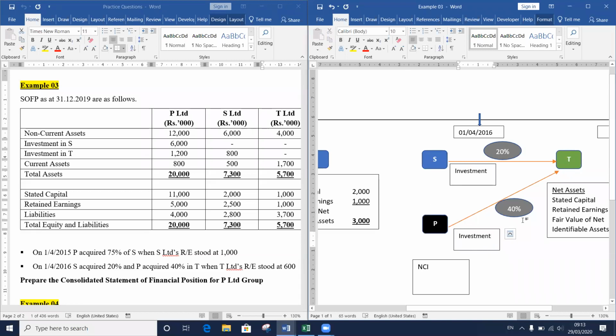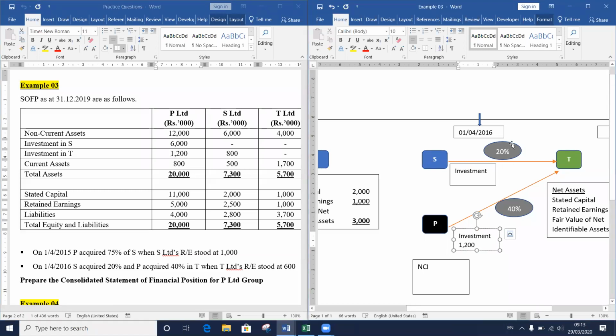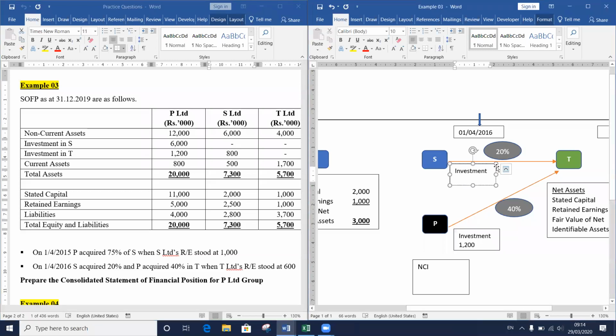To acquire this 40% interest, how much do we invest? The investment in T by P Limited is worth 1200. To acquire this 20%, how much does S Limited invest in T? It is 800. The investment in T by S Limited is 800.